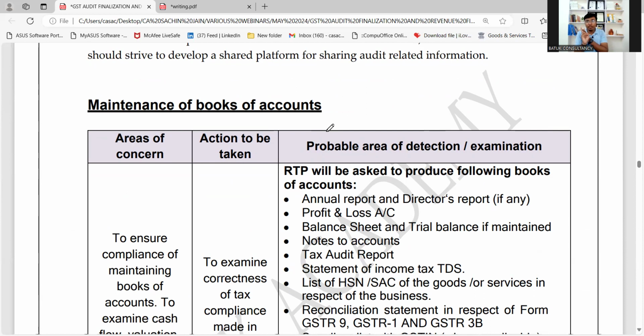Total two aspect अभी हम लोगों ने discuss किए हैं. One is related to the initial or initiation of the GST audit, and second is my analysis of GST returns. Both the things are okay for everyone. Just confirm me once in the chat box.